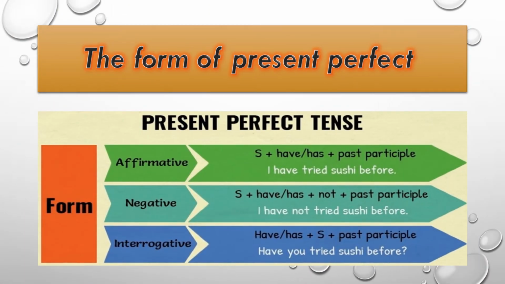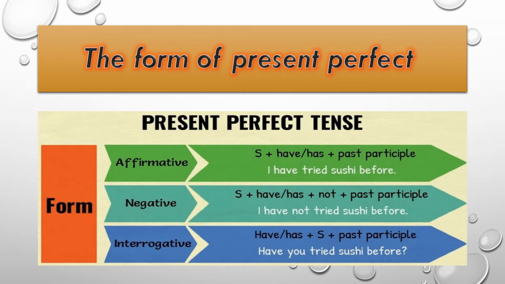So again, to form present perfect simple tense in the affirmative, negative, and interrogative form, you are going to start with subject. Then if the subject is singular, you are going to use has. If the subject is plural or I, you are going to use have plus the past participle form of the verb. For example, when we say I have tried sushi before, notice here we have the time adverbial before. Excellent, we use before with the present perfect tense.